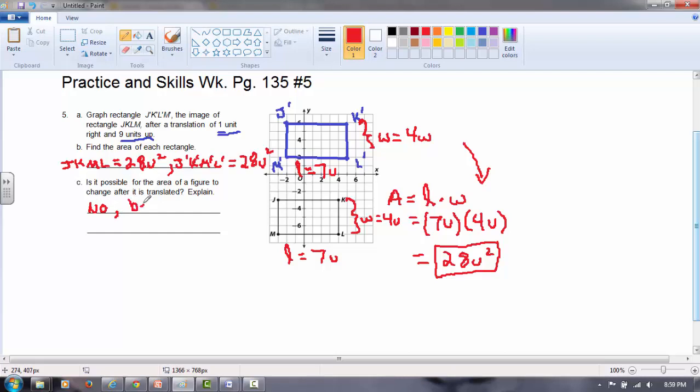Explain. Because we could say J, K, M, L is going to be congruent, I'll use a congruent symbol, to J prime, K prime, M prime, L prime. Now, you don't have to use this notation. If you just say no because the two rectangles are the same or they're congruent, I'd be okay with that. That should be it.